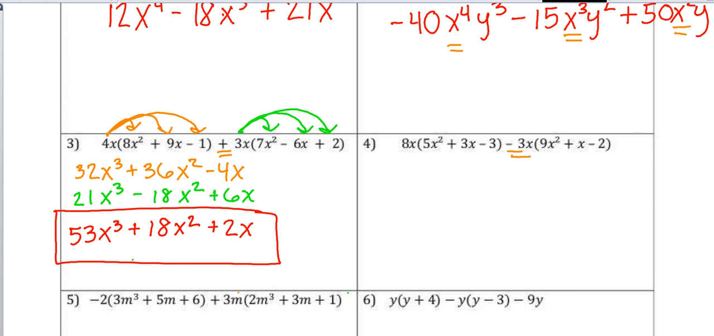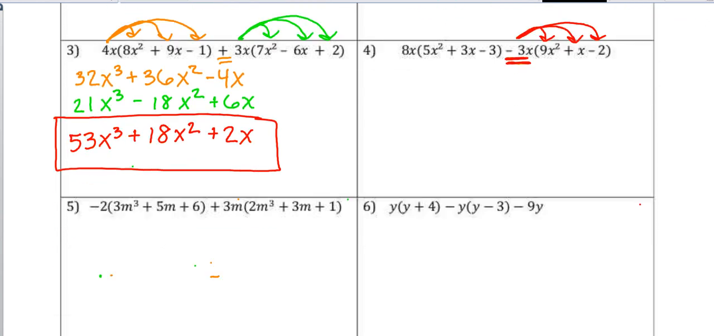Okay, for number 4, again, same thing as number 3, but now we have this subtraction. So remember, that's the same as a negative 3x. So when you're distributing this in, it's going to be a negative 3x that's multiplied by everything. So go ahead and do 4, 5, and 6 on your own. We'll regroup and we'll do number 7 together. So go ahead and pause the video.